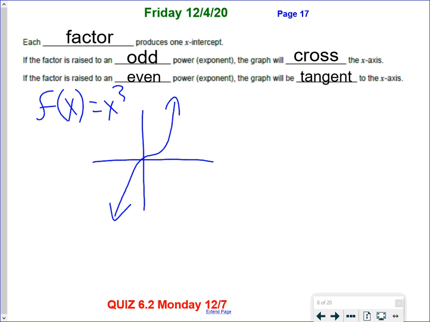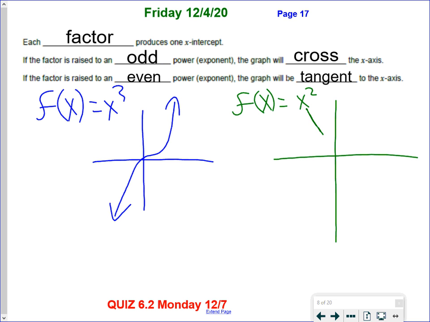But when f of x equals, let's say, x squared, something we're familiar with, we know the x-intercept on that graph is at 0, 0. And when we go down and touch at 0, 0, we bounce right off of it. It's supposed to be more curved, not an actual point like that. It bounces off of it, and it's considered tangent to the x-axis. Since it just touches it and bounces right back off, that's what's known to be tangent to the x-axis. So that's what determines whether it crosses or is tangent. We can know that by the power of that specific factor.